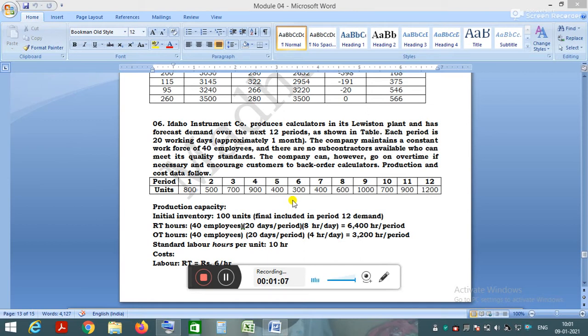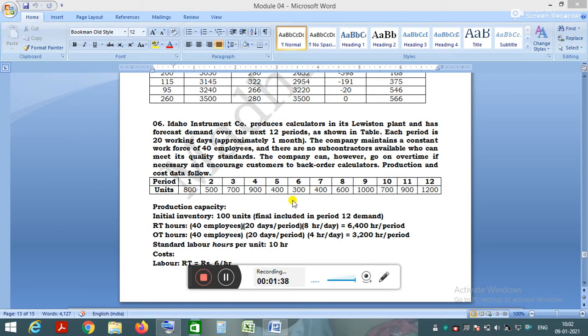The company has made a forecast of the demand for calculators for the next 12 periods, as shown in the table. For the first month it is 800, second month it is 500. It is the forecasted demand, not the actual demand, not the actual order. For the third month it is 700.